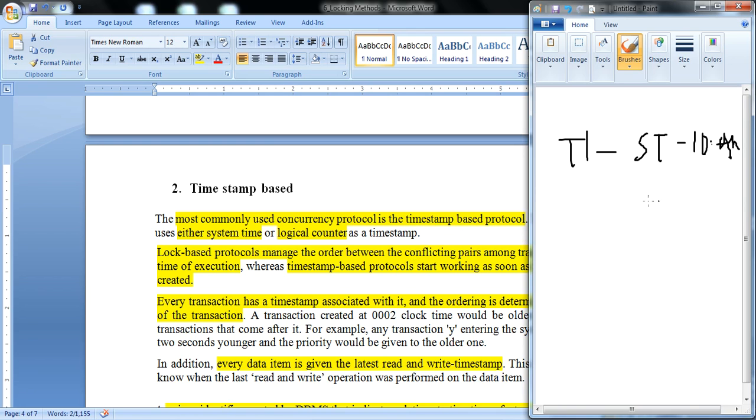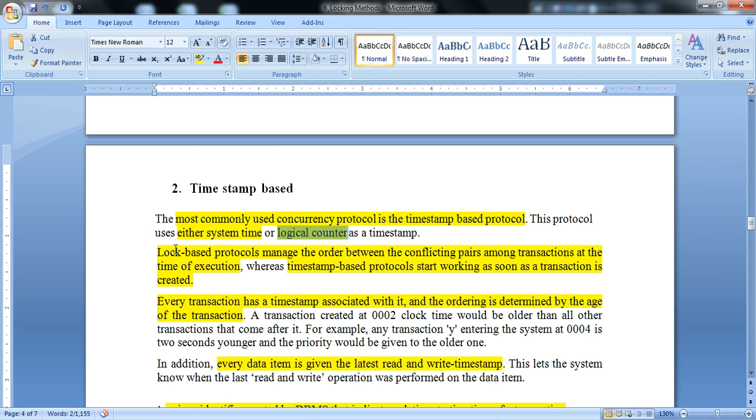And it may be a logical counter, for example the timestamp for the first transaction is 1, then the second transaction is 2, then 3 and 4, like that. It uses this as a timestamp at the time of execution of the schedule.